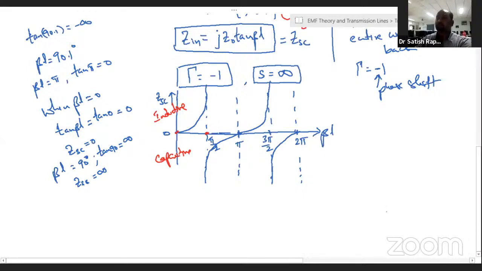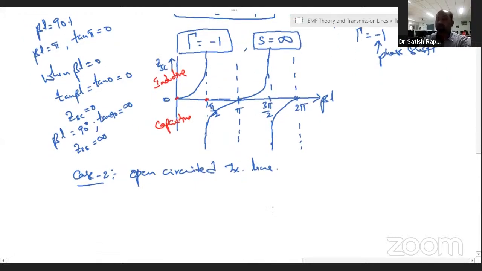So similarly, let me discuss the remaining also. Case 2, let us consider case 2 here: open circuited transmission line. The transmission line is open. This is the transmission line. Let me draw once again.